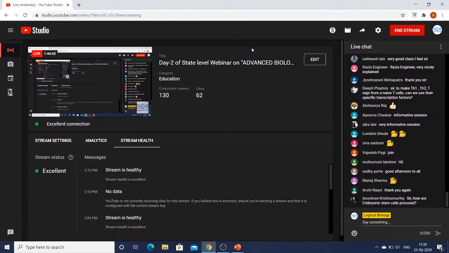So in embryonic stem cell, generally in mouse, they kill the pups and they can get some embryonic stem cell. In humans, it is not possible. Few embryonic stem cells you can get at the corner of placenta, but very few.